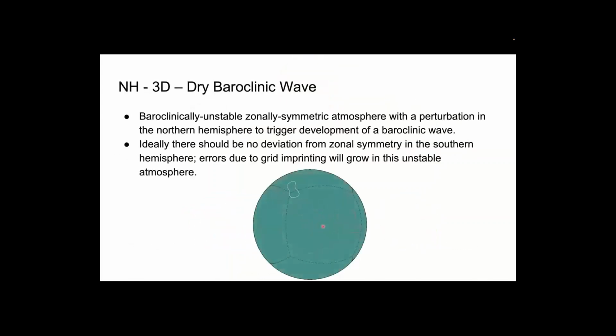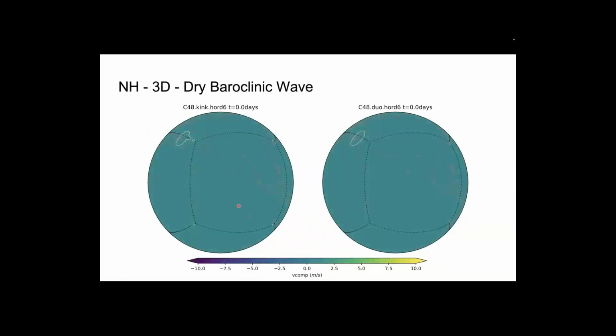For the last case, I will show the 3D baroclinic wave test. This is a 3D test case using the non-hydrostatic solver of FE3. You will have a baroclinically unstable atmosphere with a perturbation in the north that you can see being developed here. So we should not see anything happening in the southern hemisphere. This is at 200 kilometers, and we will simulate it for 9 days.